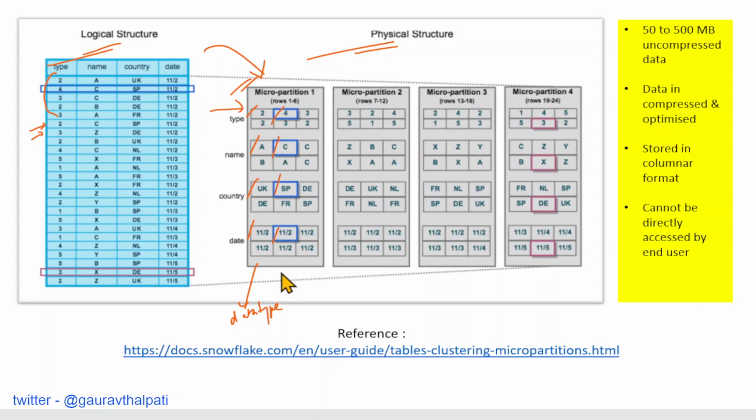The second most important advantage is that you can select only the required columns. If you want to write a query where you just want to select the country, you can just do select country, and it will just have to go and fetch the data from there. It won't have to scan all the other columns. That's the main advantage of columnar databases.